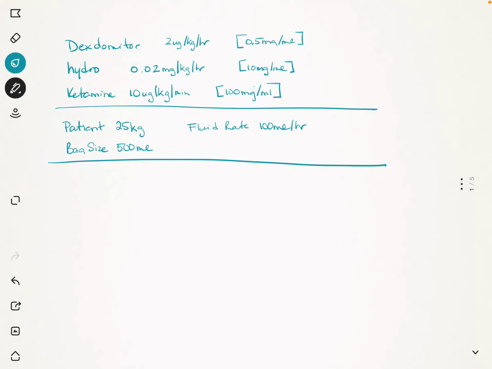Okay, let's do a more complicated CRI. We're going to do a CRI with 3 drugs for a patient that's going to go into surgery. So this is going to be to help control pain. So we've got our dosages right here. We've got dextromethorphan and ketamine.